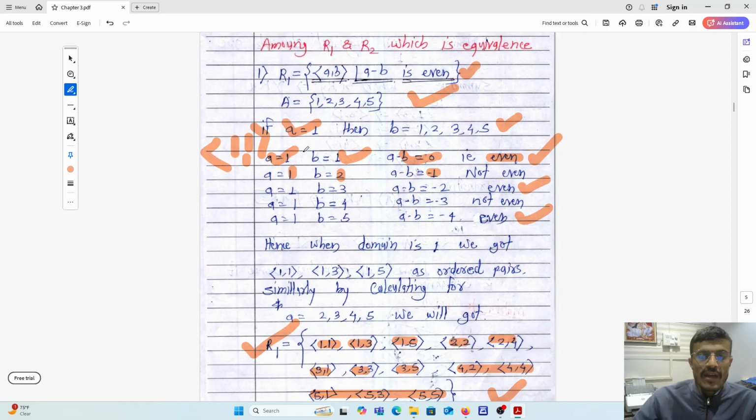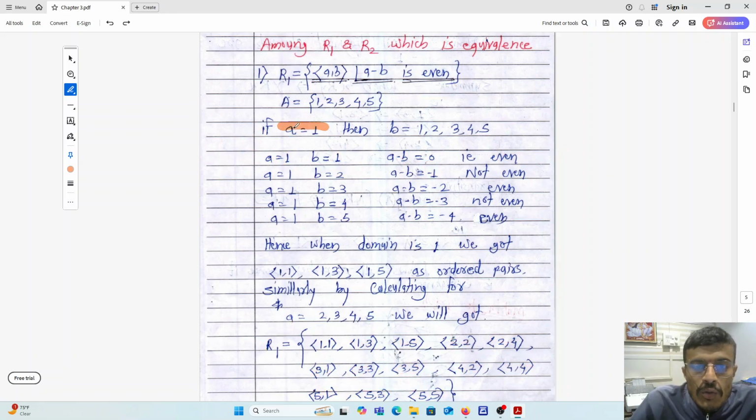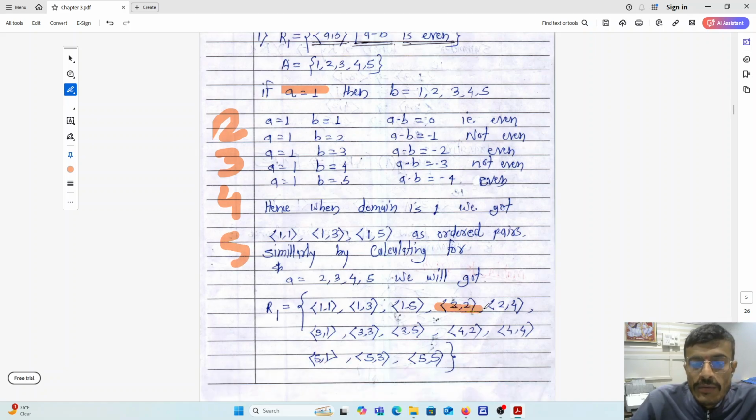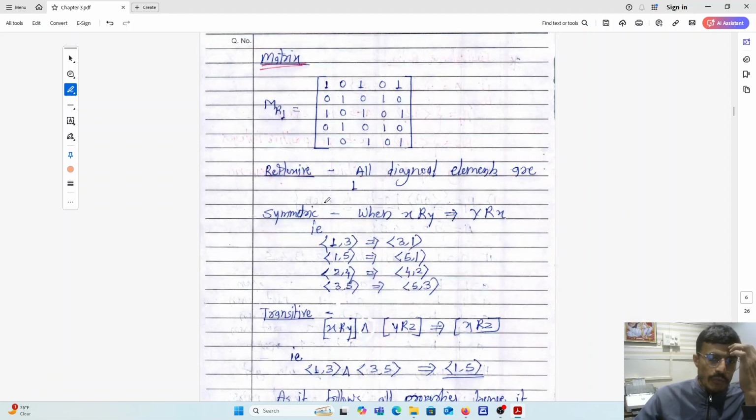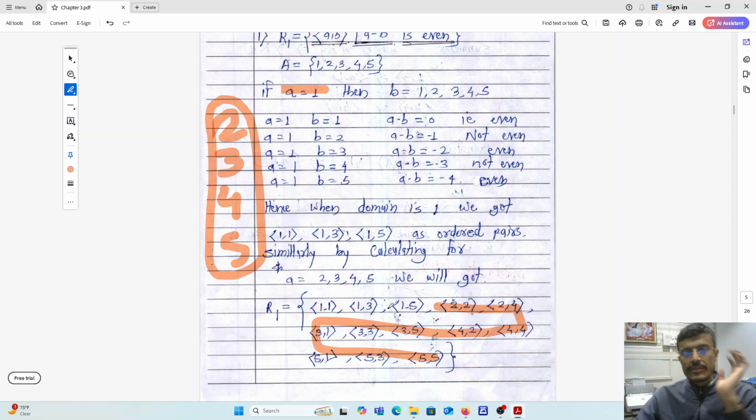Keep in mind friends, I have calculated for A is equal to 1 only. You have to write here A is equal to 2, A is equal to 3, 4 and 5, and write down these values, whatever values I am highlighting. These values are calculated by using these values of X. Fine. So we got here R1 is equal to these ordered pairs.